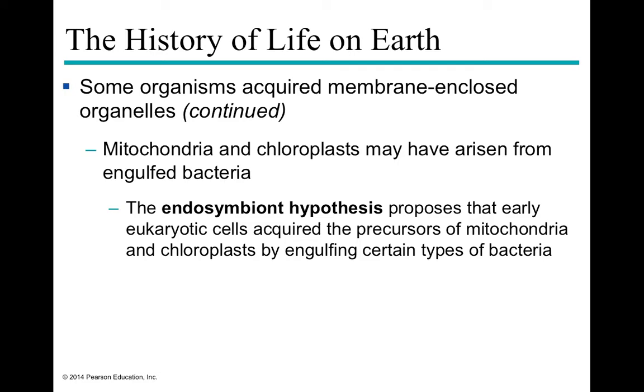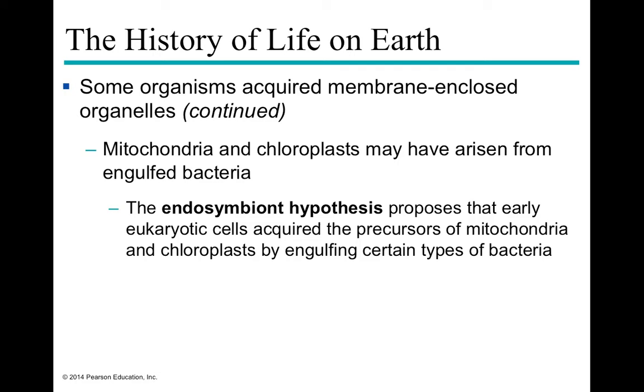Then they were able to contain those organisms, and instead of consuming them, they recognized that mitochondria provide energy and chloroplasts are able to harness energy from the sun. And what that means is that plant cells, or these early eukaryotic cells that were going to become plants, took those chloroplasts and used them to harness the energy from the sun to their advantage. So instead of digesting the chloroplasts, they put them to work. And it's called the endosymbiont hypothesis because it means that both parties get a good deal out of this.